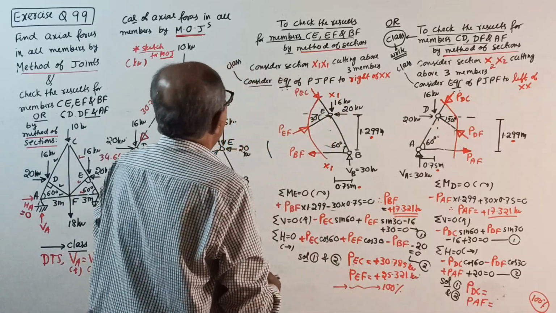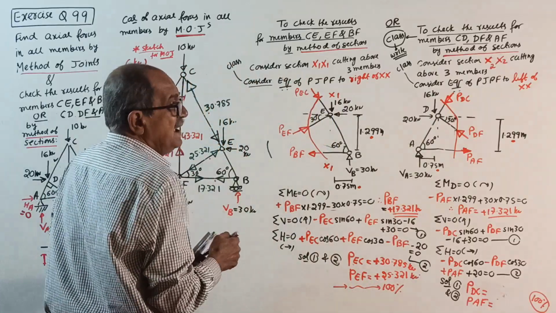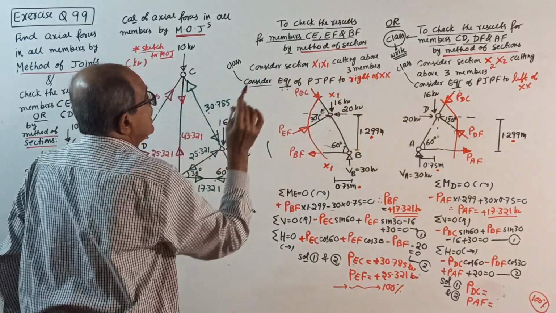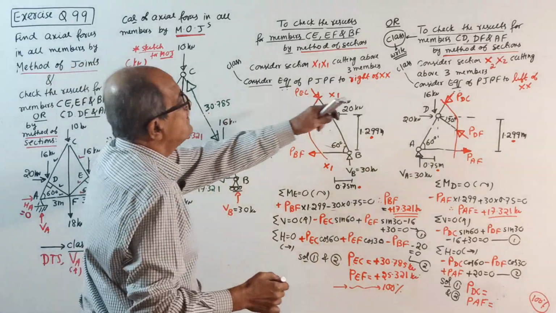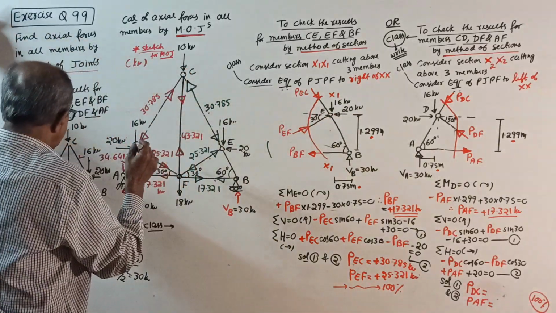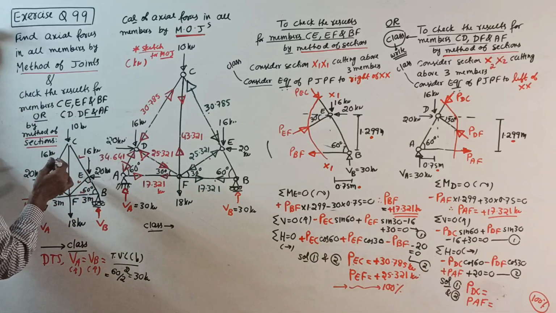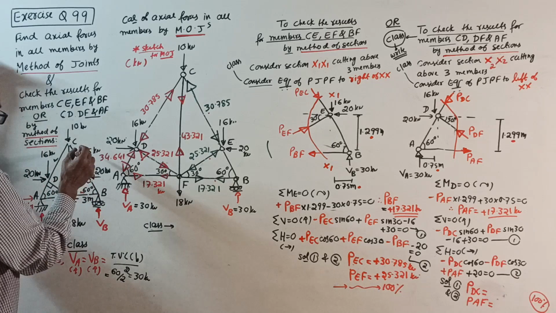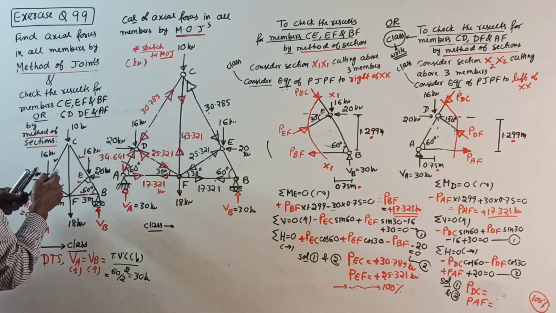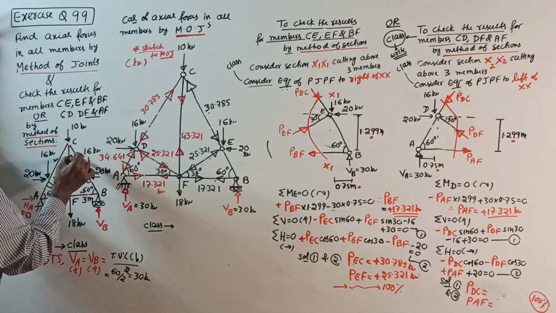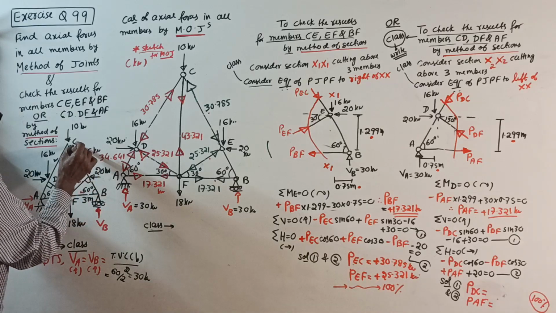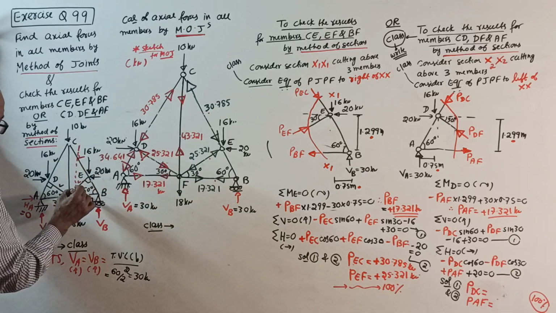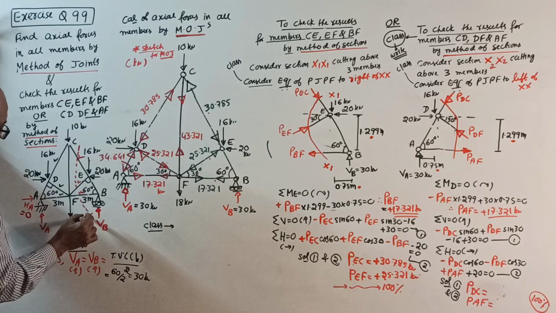See correctly now. First, make a note. Consider section X1-X1, cutting above three members, in both cases. Here I will cut this sketch. I will make a red cut. This member, this member, this member. I will show the cut here because space is not there. X1, X1.